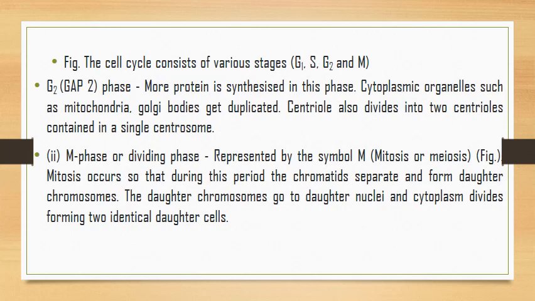G2 phase. More protein is synthesized in this phase. Cytoplasmic organelles such as mitochondria and Golgi bodies get duplicated. The centriole also divides into two centrioles contained in a single centrosome. M phase or dividing phase, represented by the symbol, involves mitosis or meiosis. In mitosis, the chromatids separate and form daughter chromosomes. The daughter chromosomes go to daughter nuclei and the cytoplasm divides, forming two identical daughter cells.